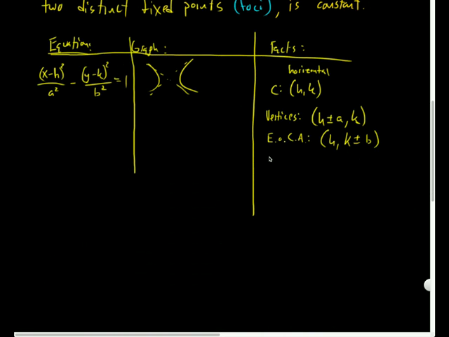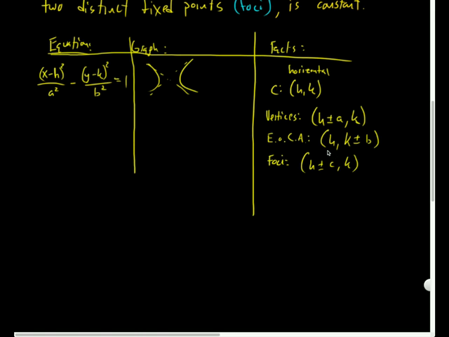All right, so those are those. The foci are always going to be along the same axis as the major axis, or transverse axis, sorry, in this case. So that would be h plus or minus c, comma, k.